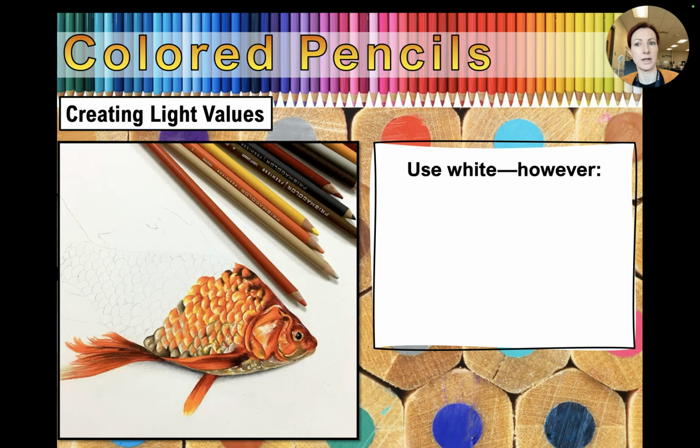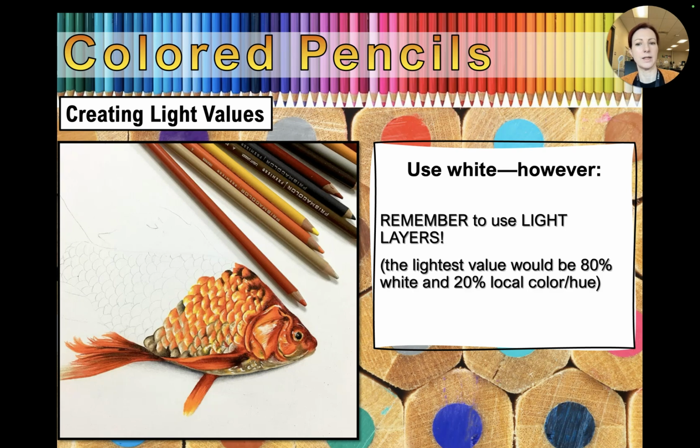When you're creating light values, you can use white. However, you got to do light layers. White will kind of make this milky cast to your work, so you don't always want to overuse it. So the lightest value is probably going to be about 20% of your local color. So in this fish, it would be the orange or the yellow, and then go over it, pressing a little bit harder, about 80% white.